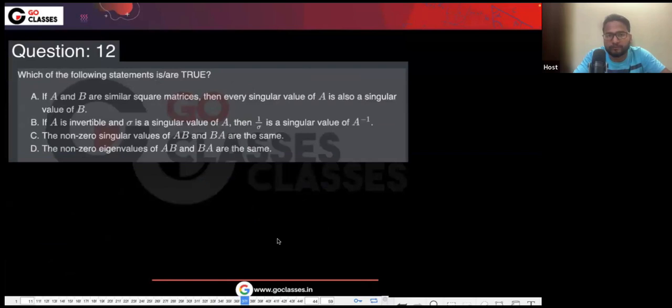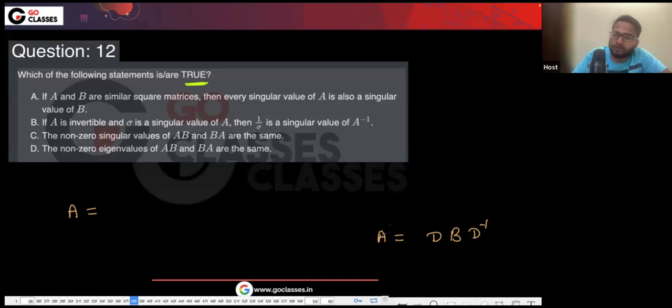That was an easy question. I hope you understood. Now let's see this. What are the answers for this? Can you tell me? They're asking which of the following are true. If A and B are similar square matrices, then every singular value of A is also a singular value of B. Suppose A and B are similar matrices. How do we define similar matrices? Does anyone remember? A is some diagonal matrix times B, something like this, right? Now they are saying that A and B are similar matrices, then every singular value of A is also a singular value of B.